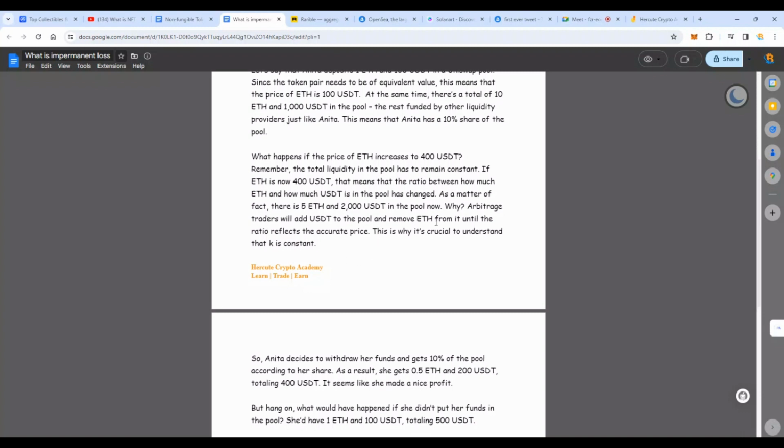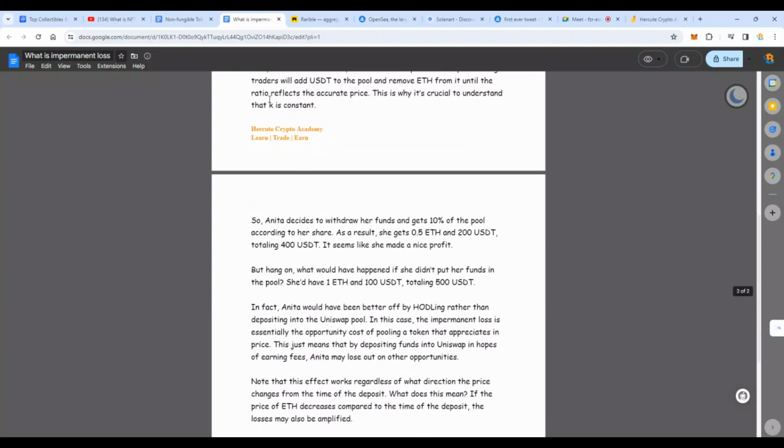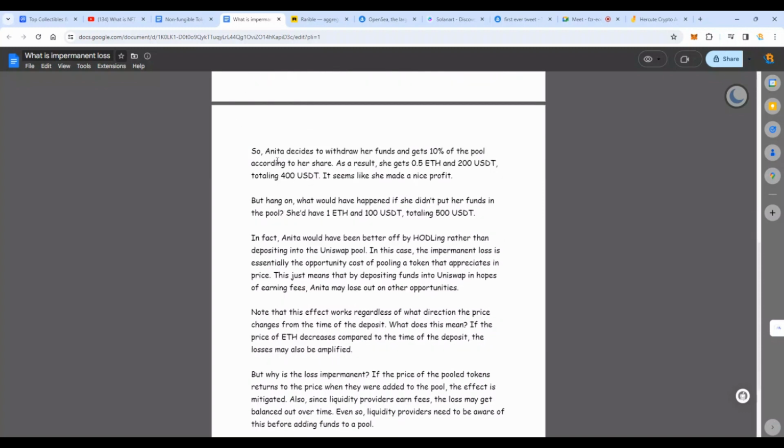Now, this is crucial. Basically, this happens through what we call smart contracts. And we said smart contracts are self-executing codes that have already been written and will execute themselves after certain conditions have been met. This is why it is crucial to understand the constant value K, which is now the worth in our liquidity pool.